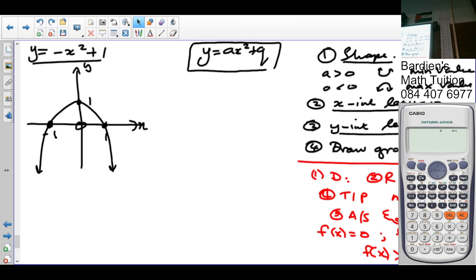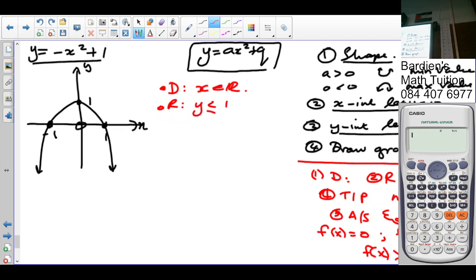Alright, first things first. What is my domain? x is an element of the real numbers. Range. What can you say about the range? y is less than, is it equal as well? So when you read it, y is less than or equal to 1. Next.